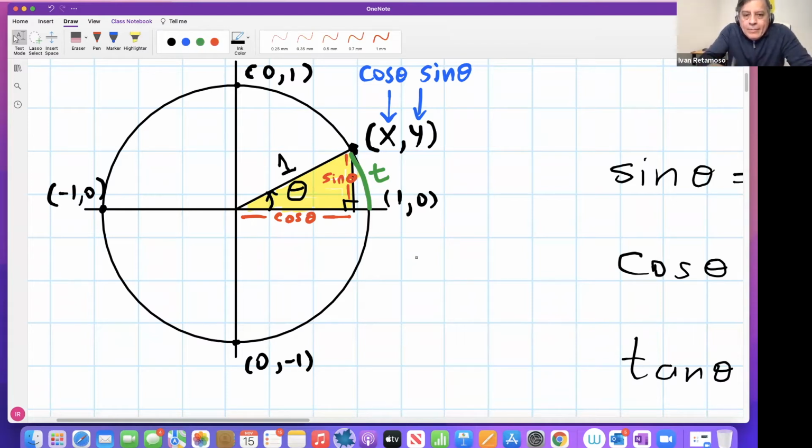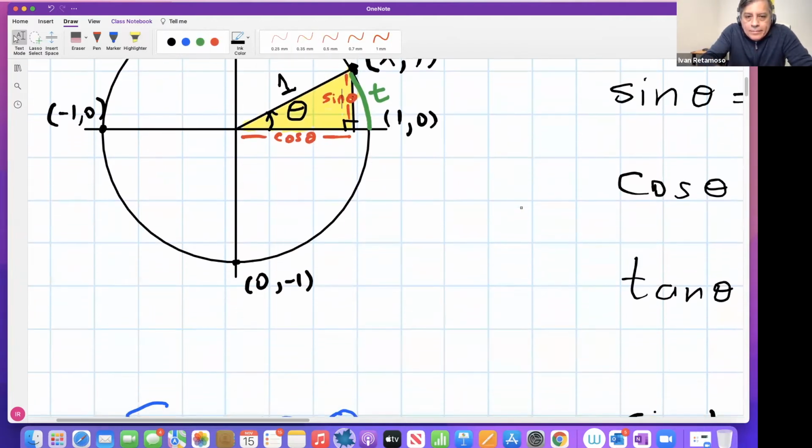Okay, but now let me talk to you about this unit circle helping us to figure out what to do when we work with negative angles, okay? With negative angles. Let's talk about that down here.